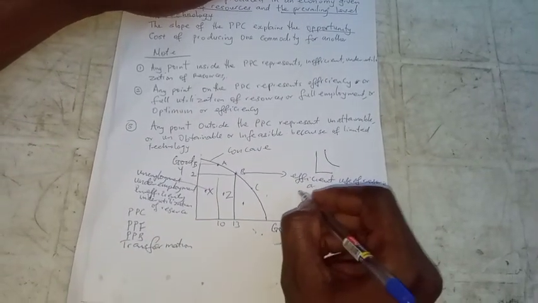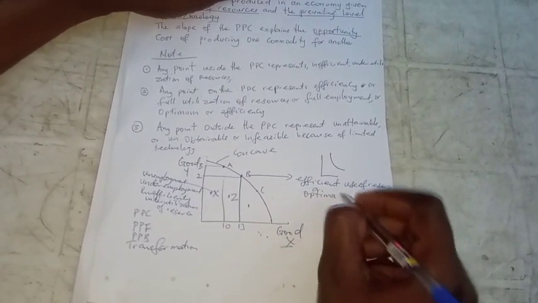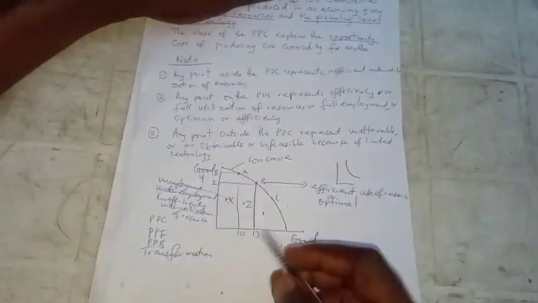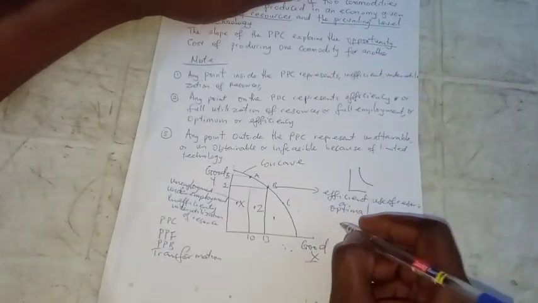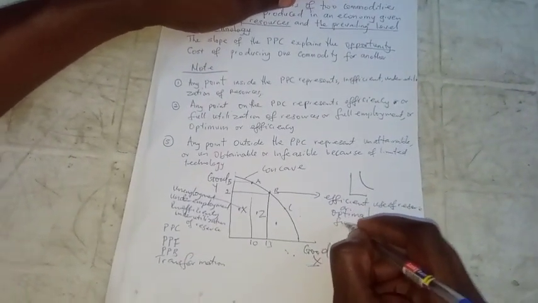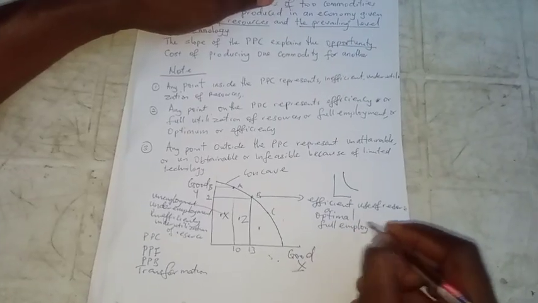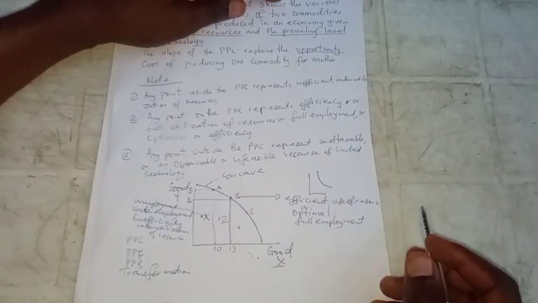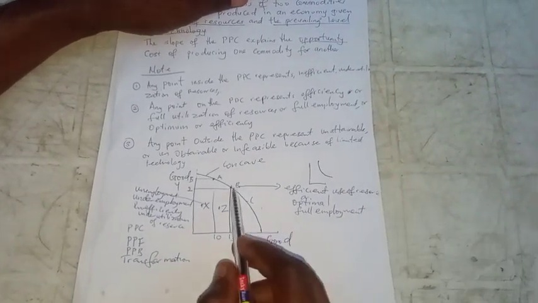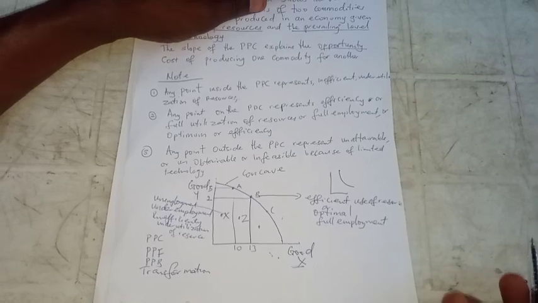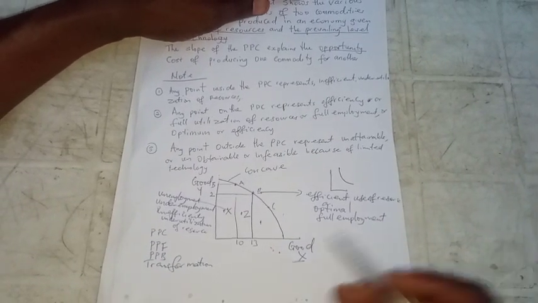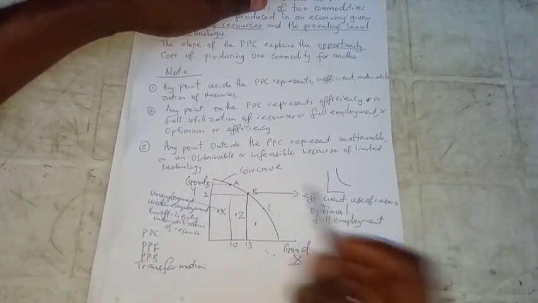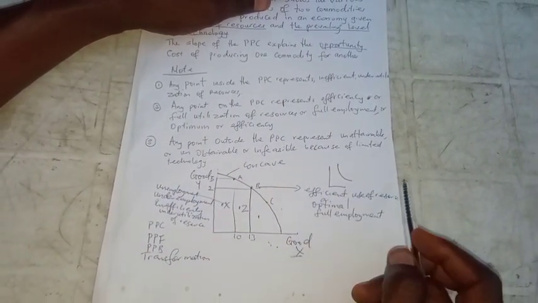Or another name for it is optimum or optimal. That means you are at the optimum point, or you are at optimal. That means you are using your resources well. Or it also means full employment. That means nobody is unemployed. Everybody that goes to the economy gets a job. Example, these advanced countries, they are operating on the PPC. Countries like Canada, countries like China. Once you get there, you are fully utilized as a factor of production. You are fully utilized because they use their resources efficiently.